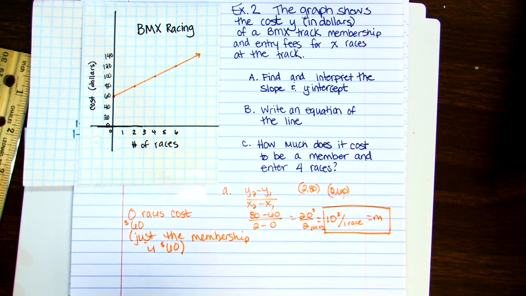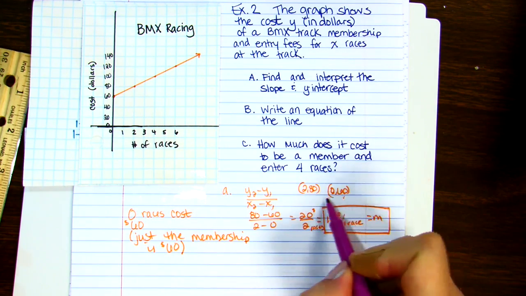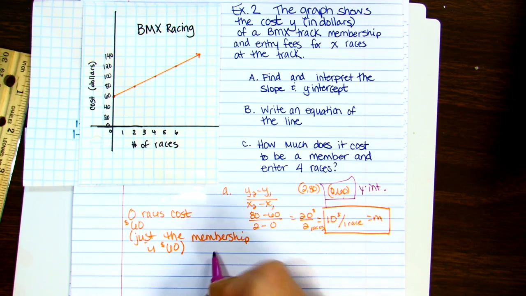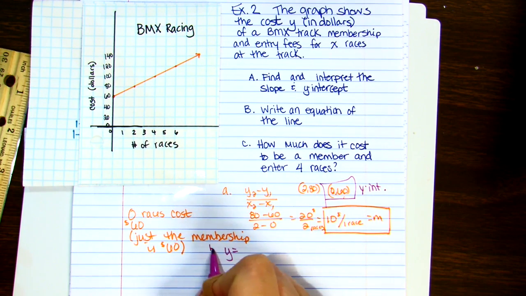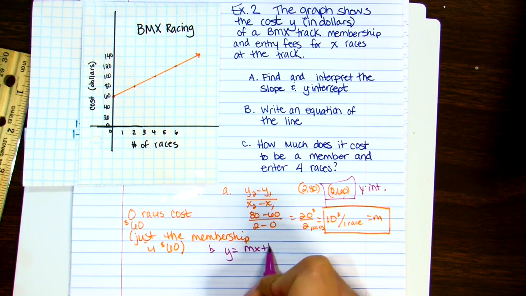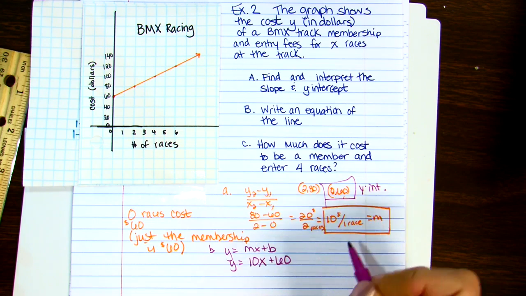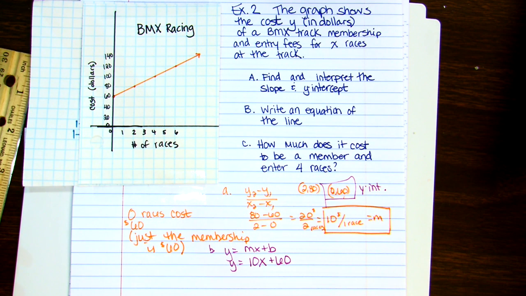So then for part B, we need to write the equation of the line. Well, we have our intercept. We have our slope. Let's just use y equals mx plus b, where we can write our slope as 10 and our intercept is 60. y equals 10x plus 60.